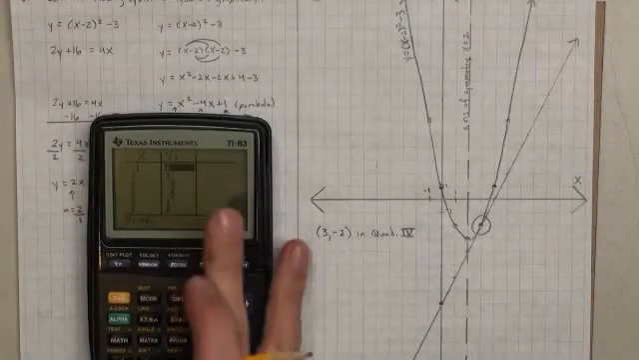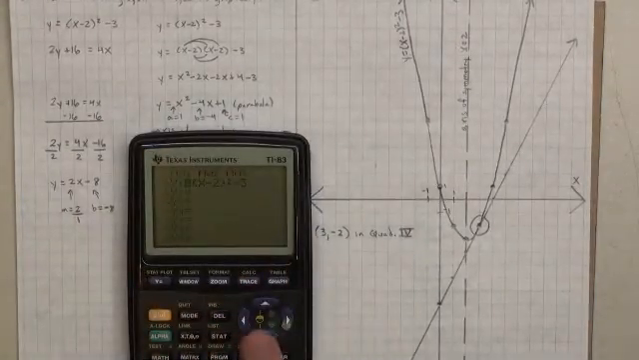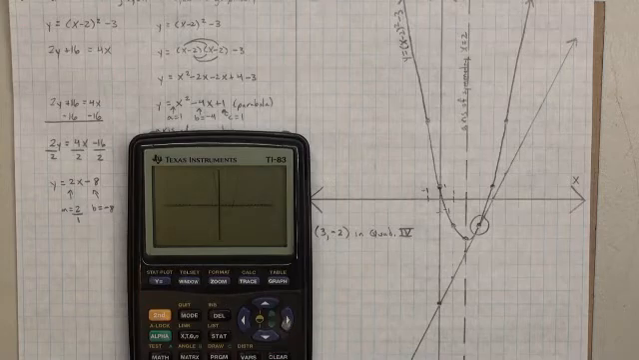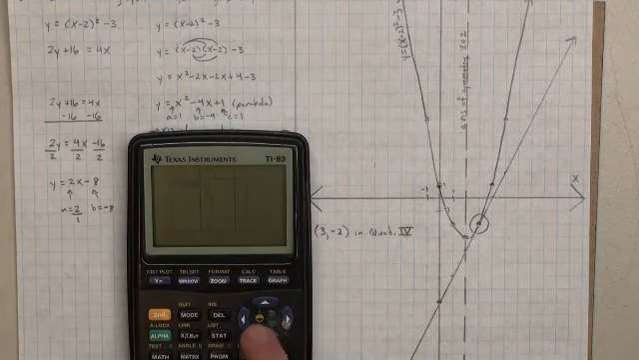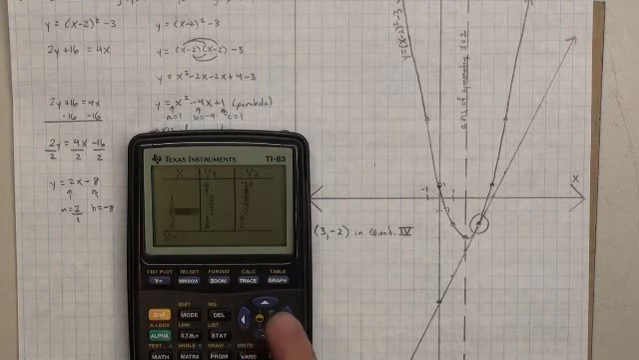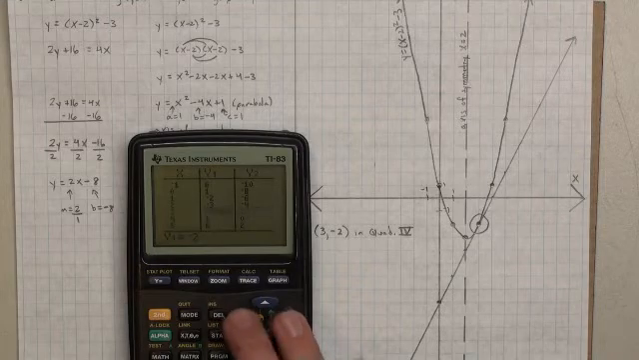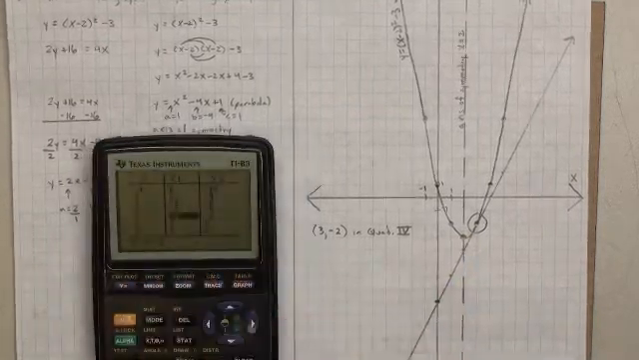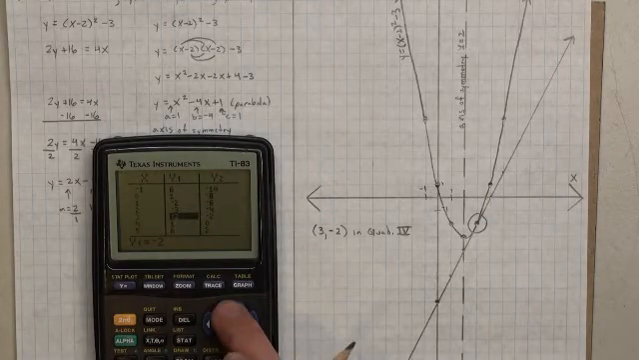So let's check it. 2x minus 8. Graph. It looks good. Let's go to our table. So at 3, each y should be negative 2, which it is. See that? And at no other values are the y's the same, because we only have one solution.